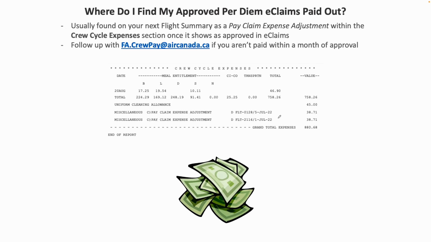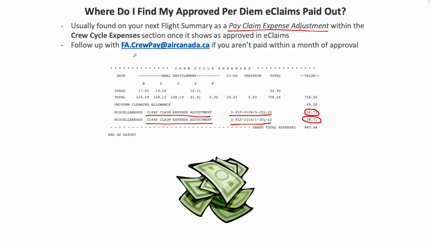So where would you find your approved per diem eClaims paid out? You'll find these most often on your next flight summary, and it will show as a pay claim expense adjustment, and this will be in the crew cycle expenses section of your next flight summary once the eClaims have been approved. So you can see in this particular example that I have two, and they were individually for special night dinners for $38.71 each. That was the special night dinner rate in effect at the time.